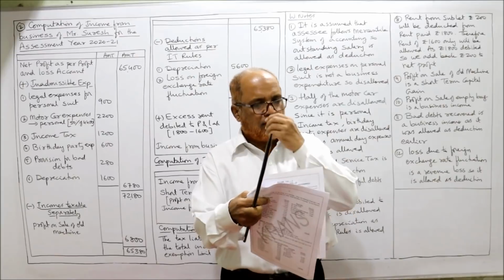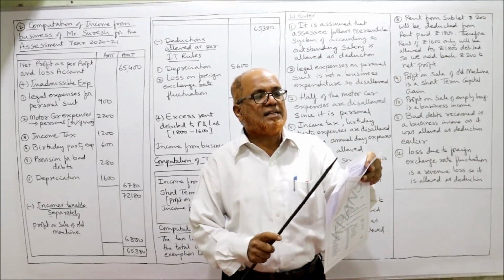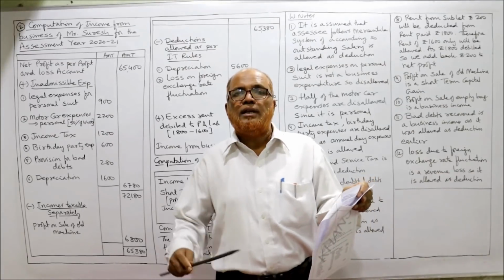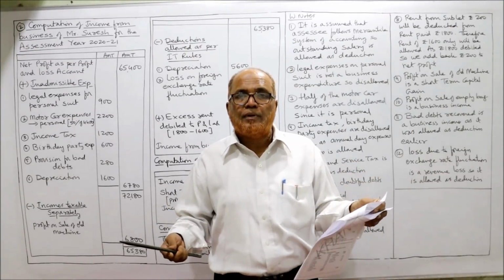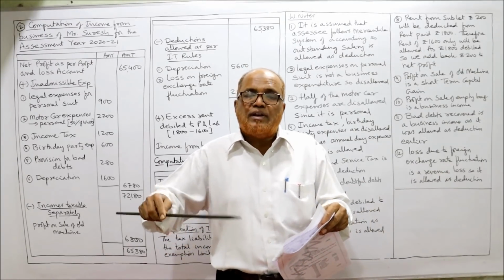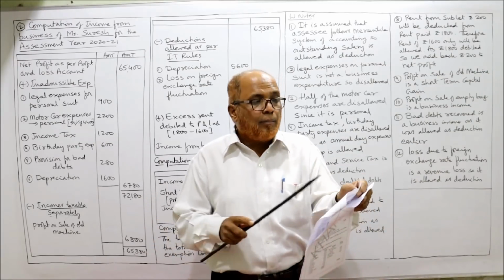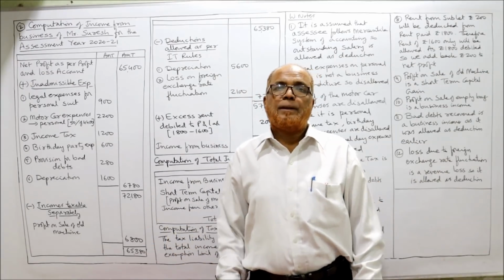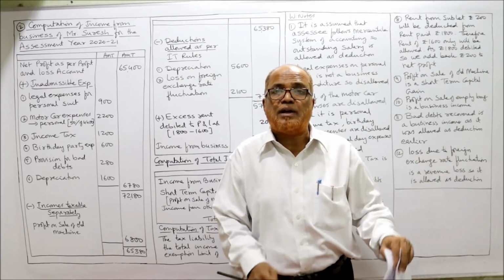Legal expenses are given for protecting the business 3,000, for personal suit 900. So legal expenses are paid for protecting the business. It is allowed. It is the responsibility of the SSC to protect the business. So if any legal expenses are incurred to protect the business, it is a business expenditure, allowed. But legal expense incurred for personal suit, it's a personal expenditure.